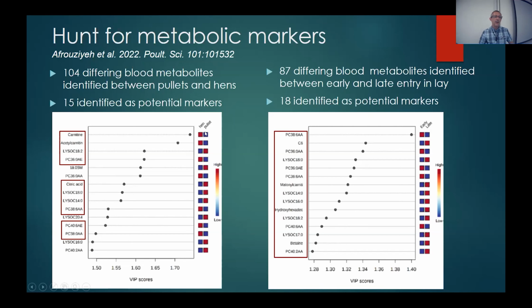They did a big profiling of the metabolites in plasma and identified quite a few differing metabolites. Here, 15 were identified as potential markers during the transition from pullet to hen, whereas another 18 were identified as potential markers comparing an early layer versus a late layer.